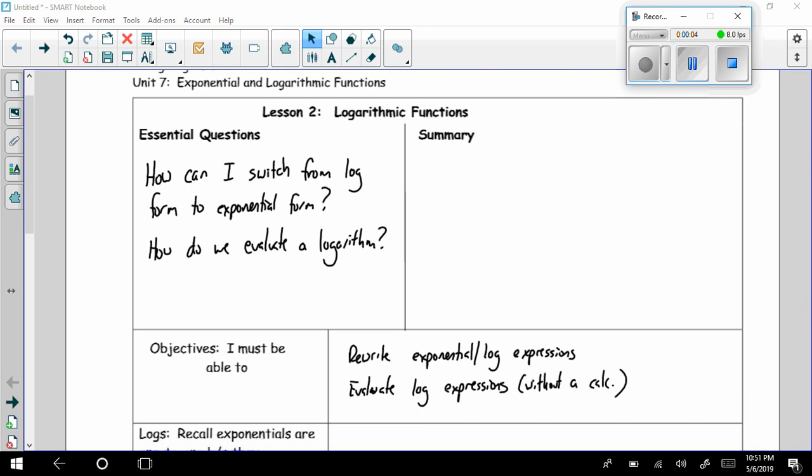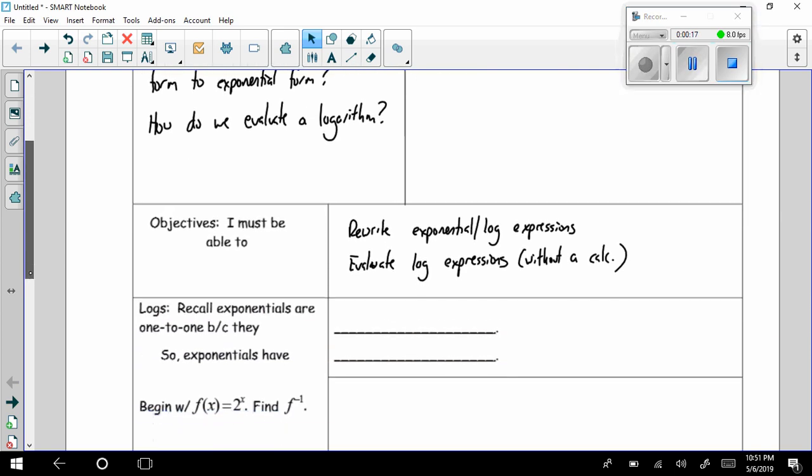Hey everyone, this is Unit 7, Lesson 2. We're going to look at logarithmic functions today and how to go back and forth between an exponential function and a log function and how those are related.